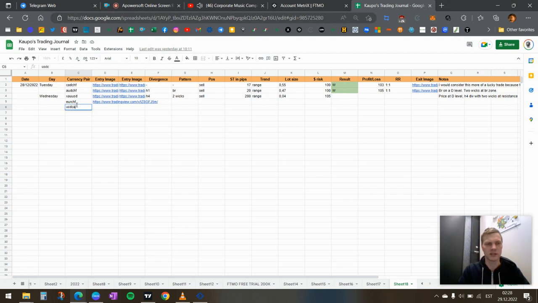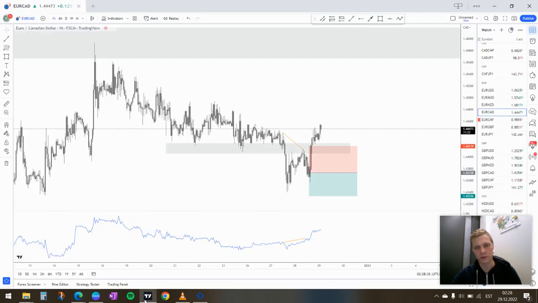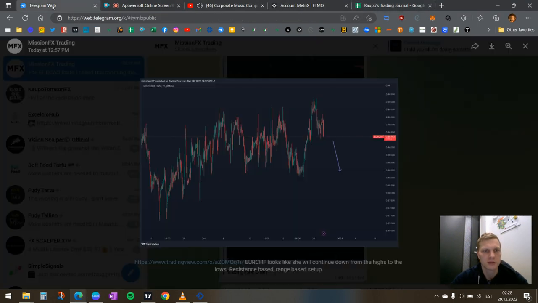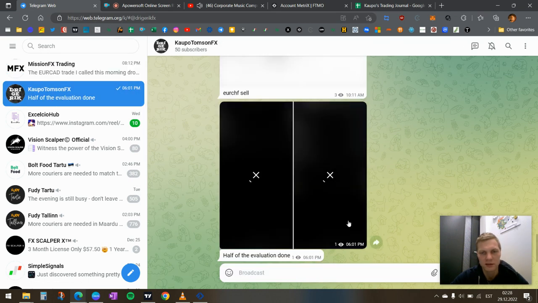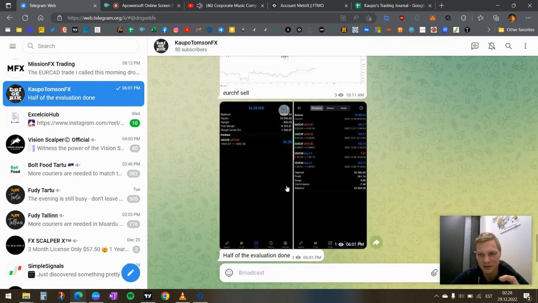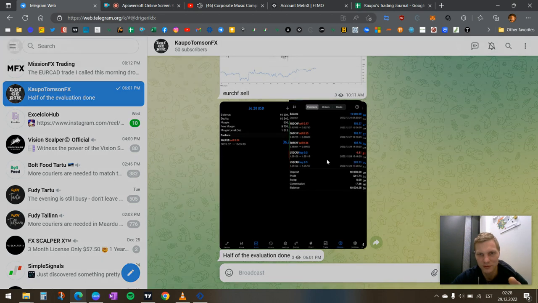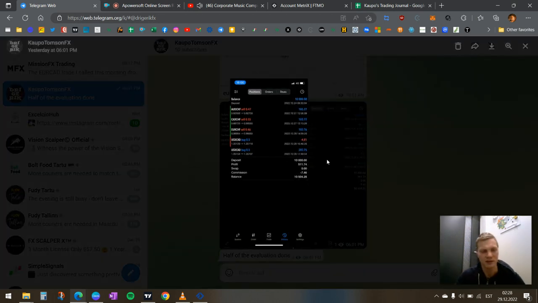Took a USD CAD trade here. But I'm gonna go through them here. I posted a screenshot in the Telegram channel. Starting the challenge strong. These are all the trades I've taken so far.